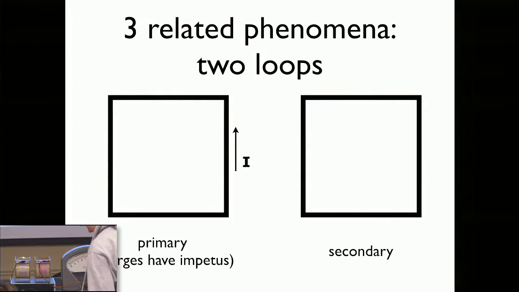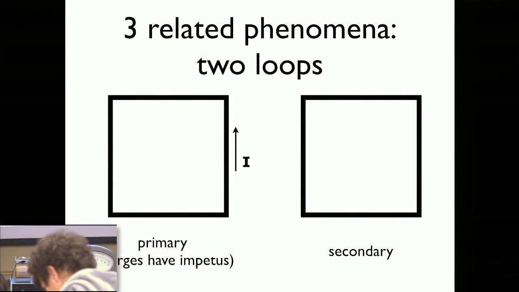Okay, so we have to backtrack a little bit to review what I was starting last lecture, and also to review what you've read now. We have three related phenomena that we put under the umbrella of magnetic induction, and they're all clearly related to the magnetic field that is generated by a current carrying wire. So we have to see how this works.